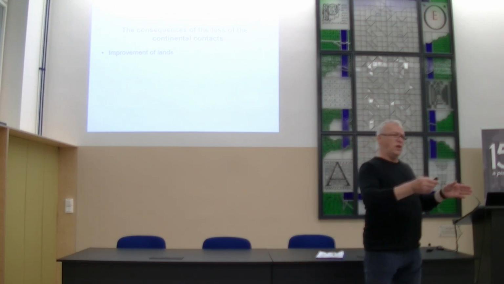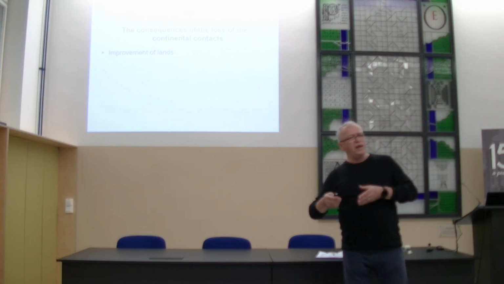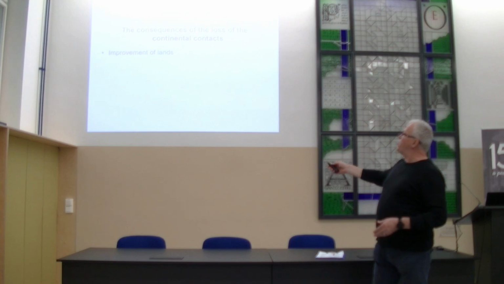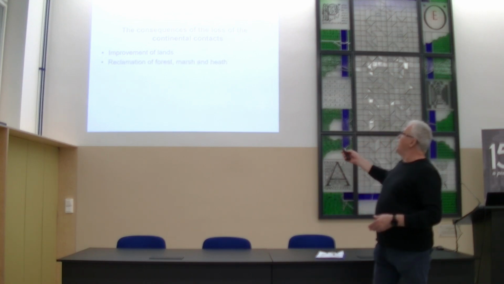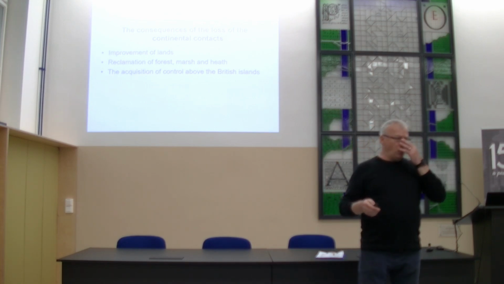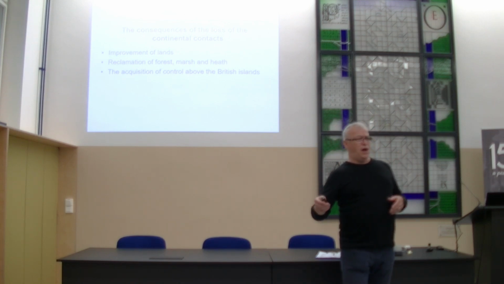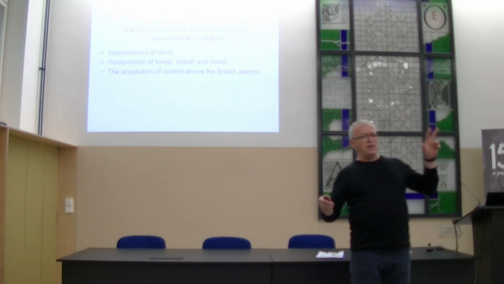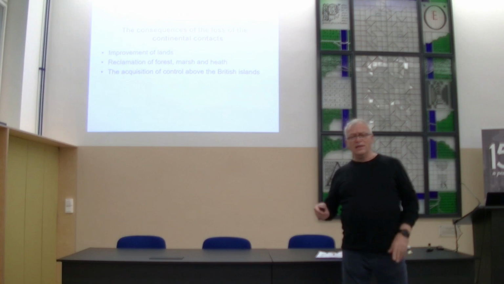Investment from continental enterprise and operation turned toward improving the inner area. For example, improvement of lands, for example, water regulation. It's a classical investment after the loss of the continental connection. Reclamation of forest, marsh and heath. Acquiring control above the whole of the island, because it's very important to mention that beside the English kingdom there were three Celtic areas: Wales, Scotland and Ireland.